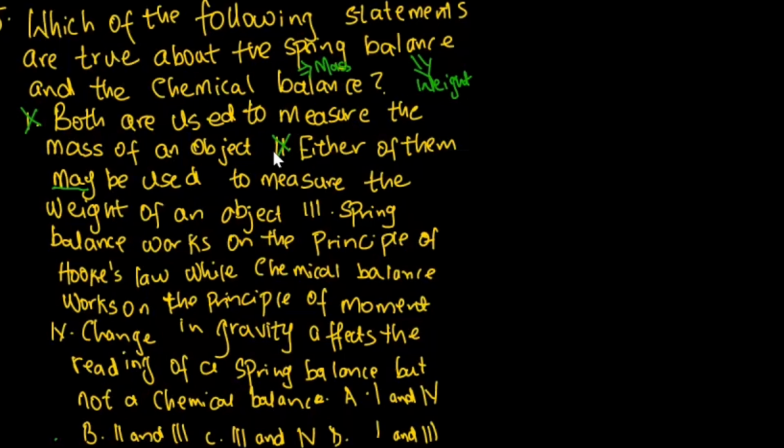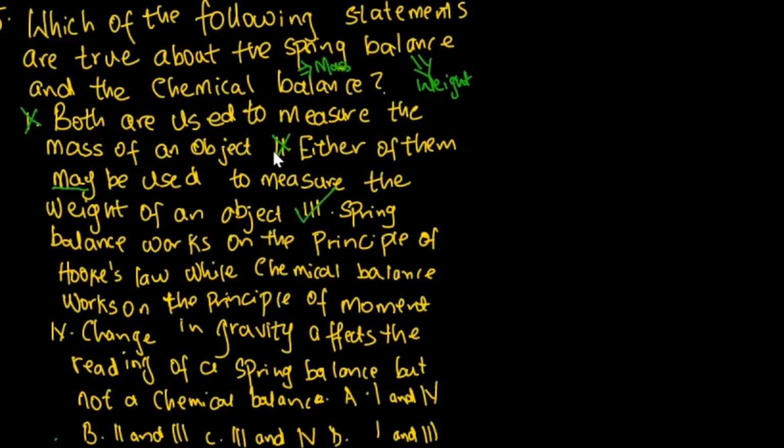Then moving on, Roman figure 3 says the spring balance works on the principle of Hooke's law, while the chemical balance works on the principle of moment, and that's true. Remember, spring balance works on the principle of Hooke's law. Then chemical balance or beam balance works on the principle of moment. So Roman figure 3 is correct.